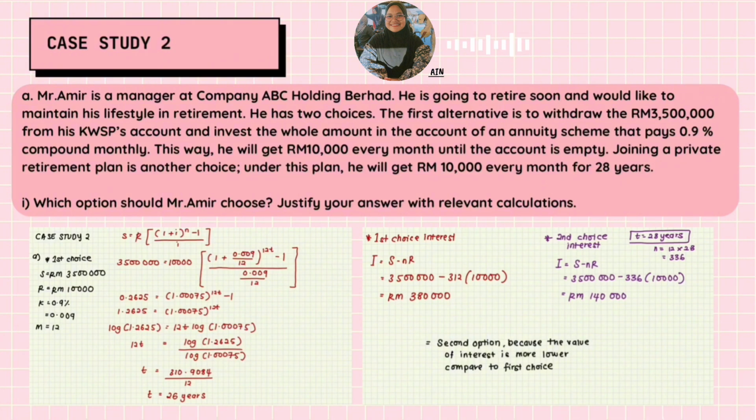So for this case, we use the future value formula, which is S = R[(1 + i)^n - 1]/i. So we get the answer, which is T = 26 years. After that, we have to calculate the interest for each choice. For the first choice, we get I = 380,000 ringgit. For the second choice, the interest is 140,000 ringgit. So our choice would be the second option because the value of interest is lower compared to the first choice, and it also lasts longer compared with the first choice, which is only 26 years.